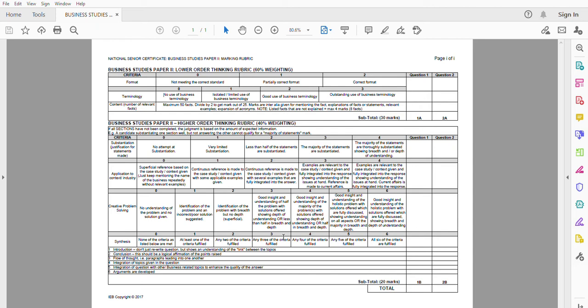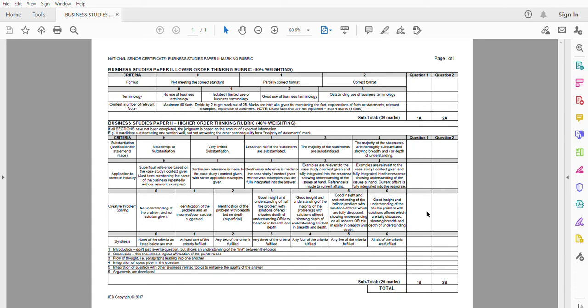Then number 4, there's good insight and understanding of the majority of the problems with solutions offered showing depth of understanding or half in breadth and depth. So very similar to 3. So here it's sort of an increasing scale, 4 to 5. All right, we're going to mark you based on where we think you fit.